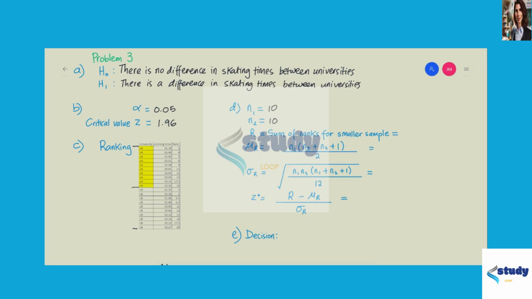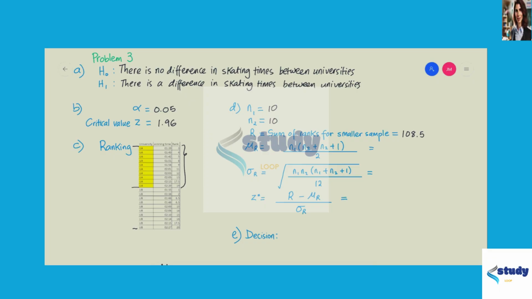So in this case, we are going to be working the sum of University A. So when you sum up the ranks for University A, you will get 108.5. You can also use the sum of ranks for University B, and the decision will still be the same.